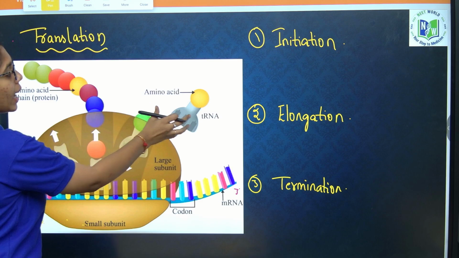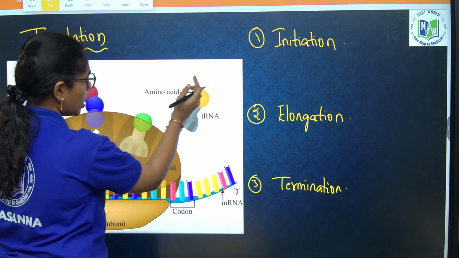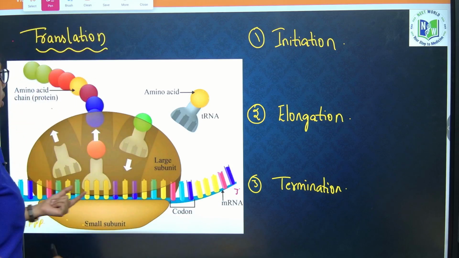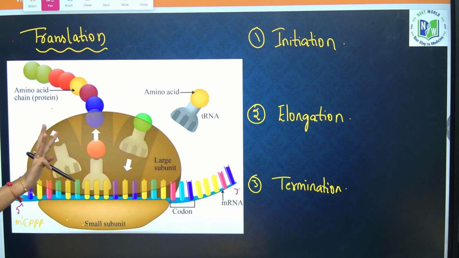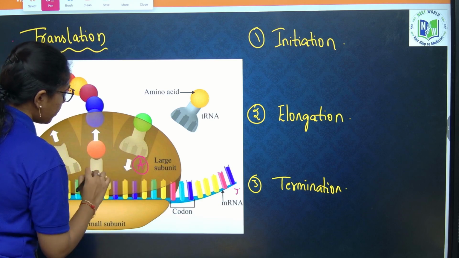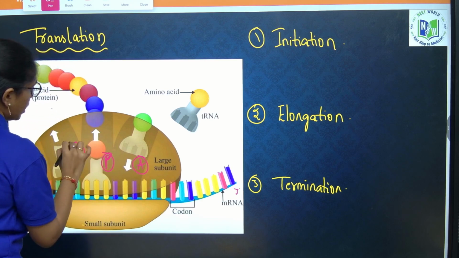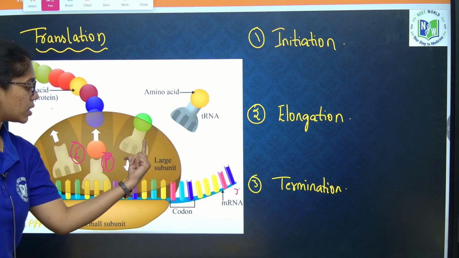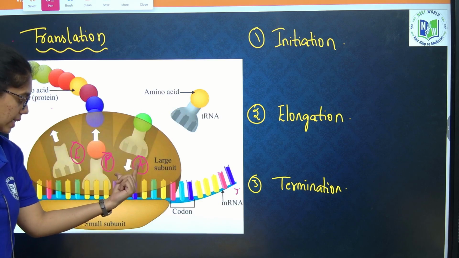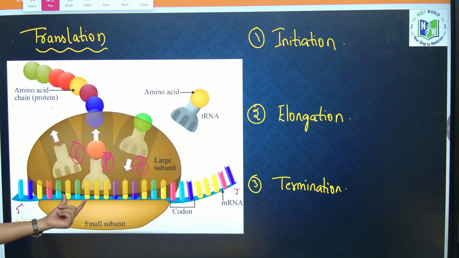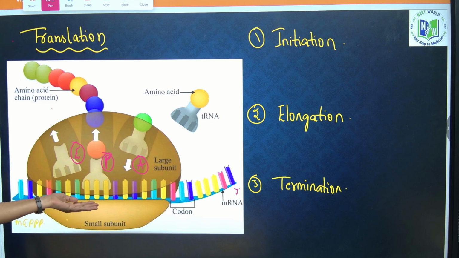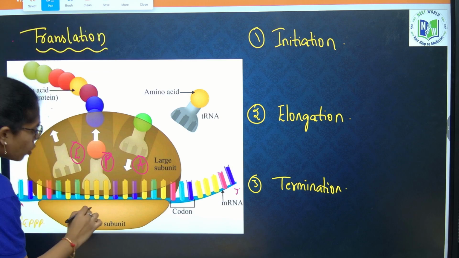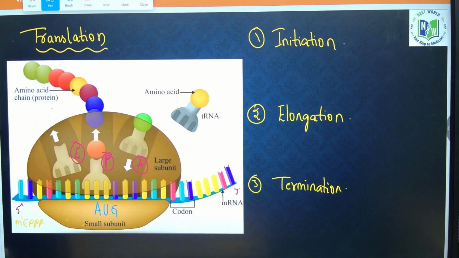Second, the charged tRNA will come and sit on the A site of the larger subunit. The larger subunit has 3 sites, A, P and E sites. The first charged tRNA will land on the A site, then move to the P site. In the P site it will copy the codon that is there, for example the starter codon AUG, which codes for methionine.